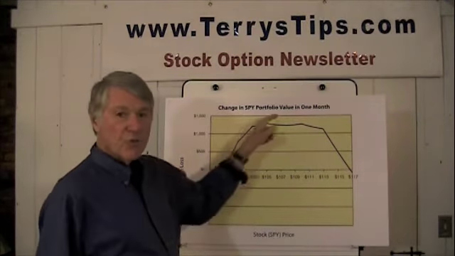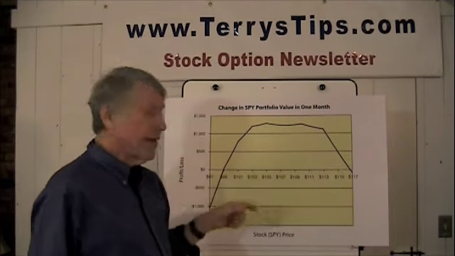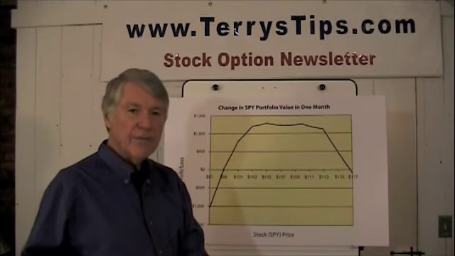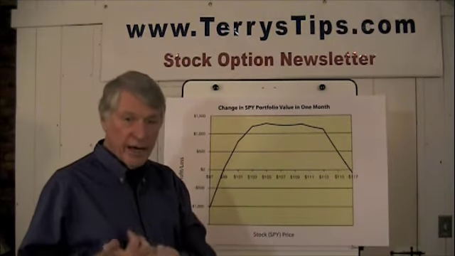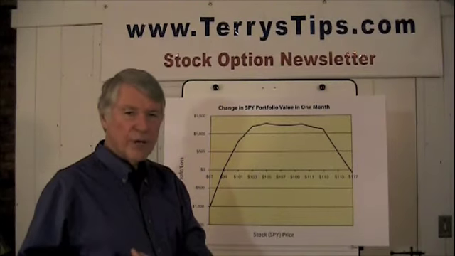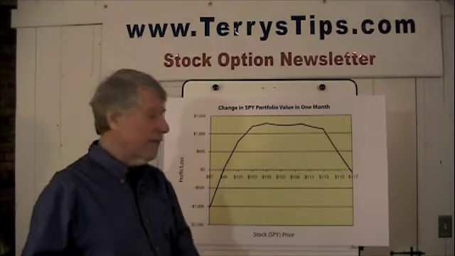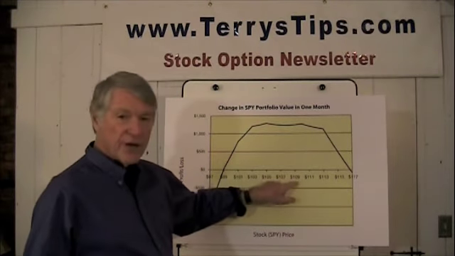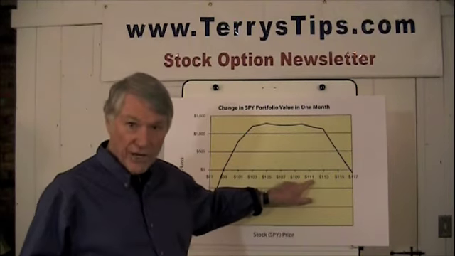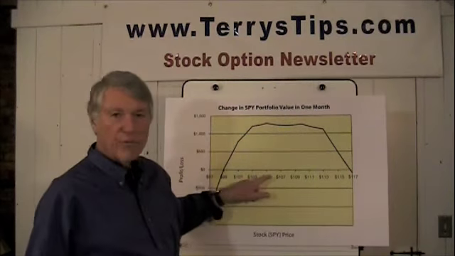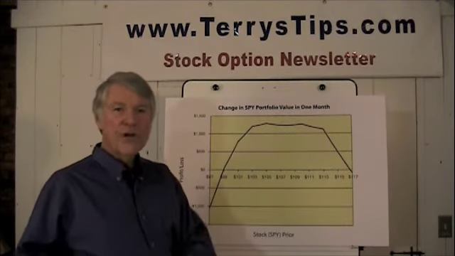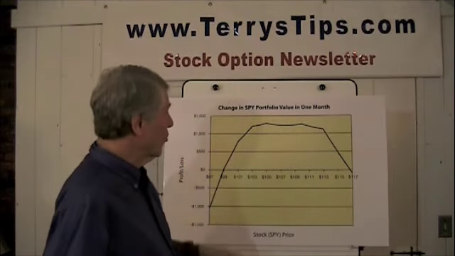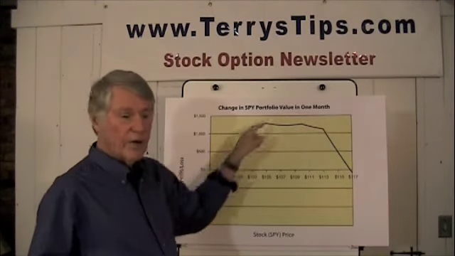I created this risk profile graph by buying calendar spreads, buying an option that had a year of remaining life and selling an option at the same strike price that had only 1 month of remaining life at the 107 price, the 109 price, the 111 price, and also the 105 strike. 4 different calendar spreads at different strike prices created this risk profile graph.